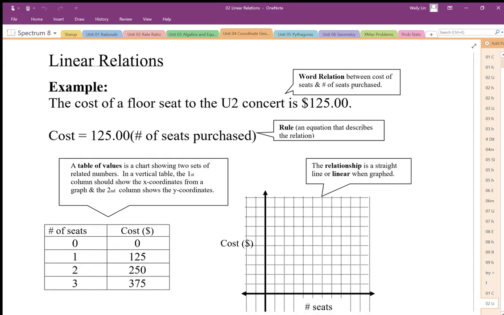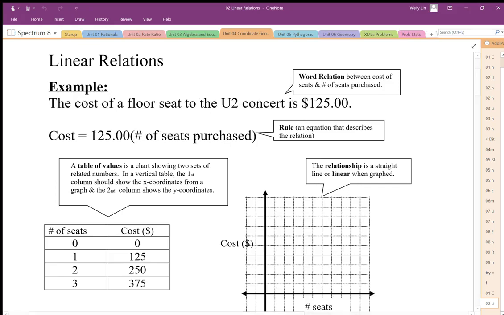show relationships. We can show relationships of how two quantities are related in a table. Here we have seats and costs are related. We can show a relationship in a graph. We can show a relationship in an equation or a rule. And we can show a relationship in words.